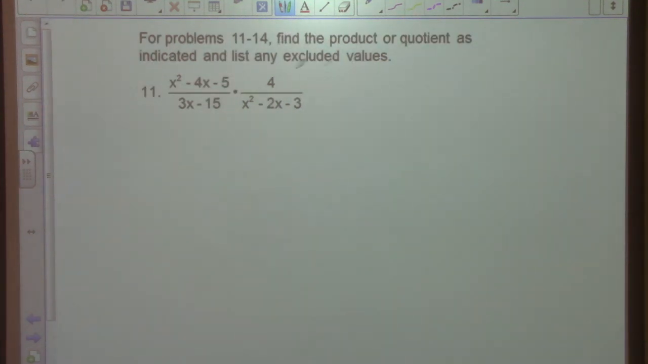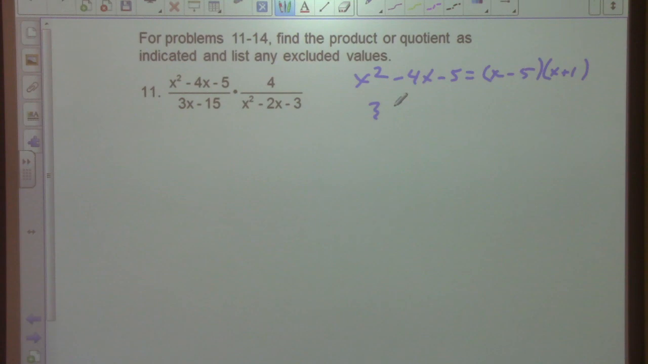Find the product or quotient as indicated, listing excluded values. I want to do this pretty quickly, since we're running out of time. We have the numerator here, x squared minus 4x minus 5. That's going to be equal to x minus 5 and x plus 1. Was that you, Gabby? Yes. All right, that was Gabby. Once in a while I can recognize somebody's voice.